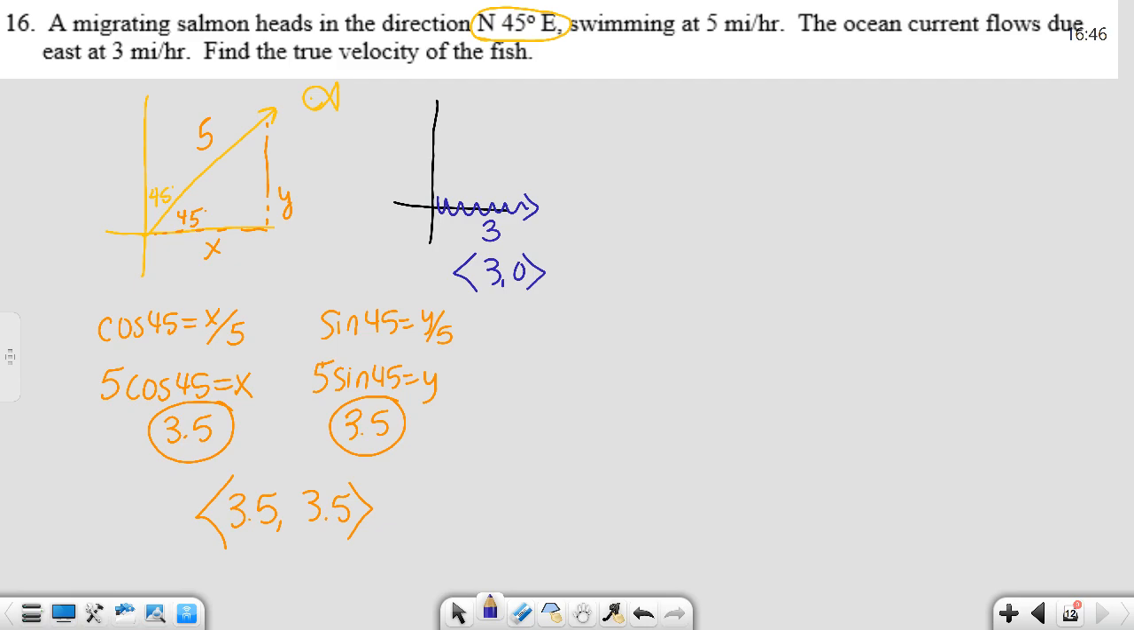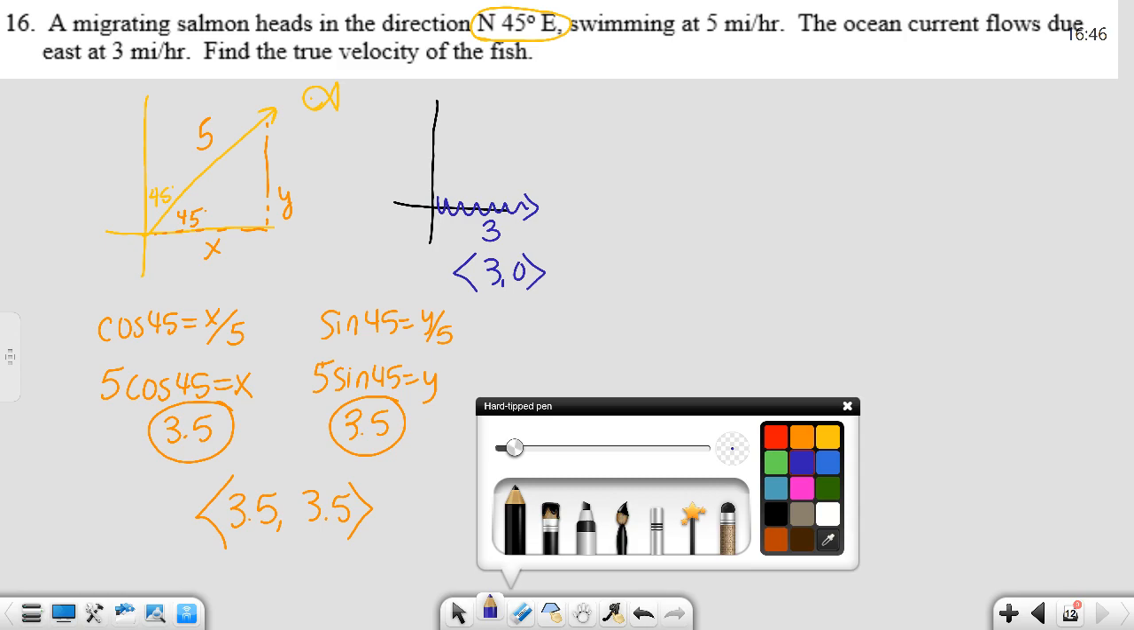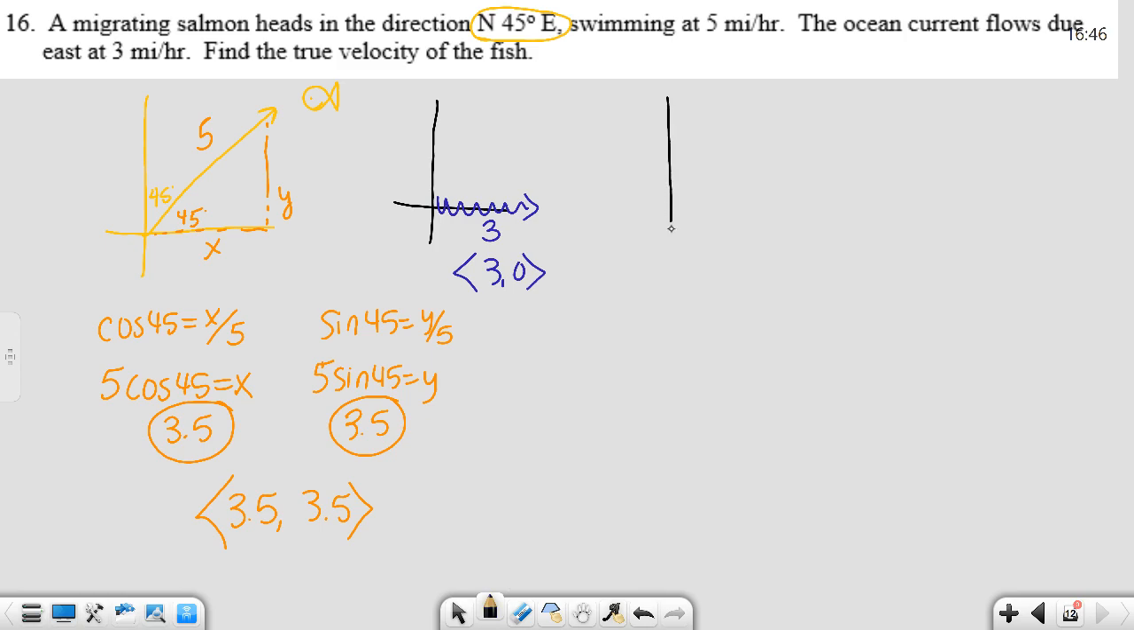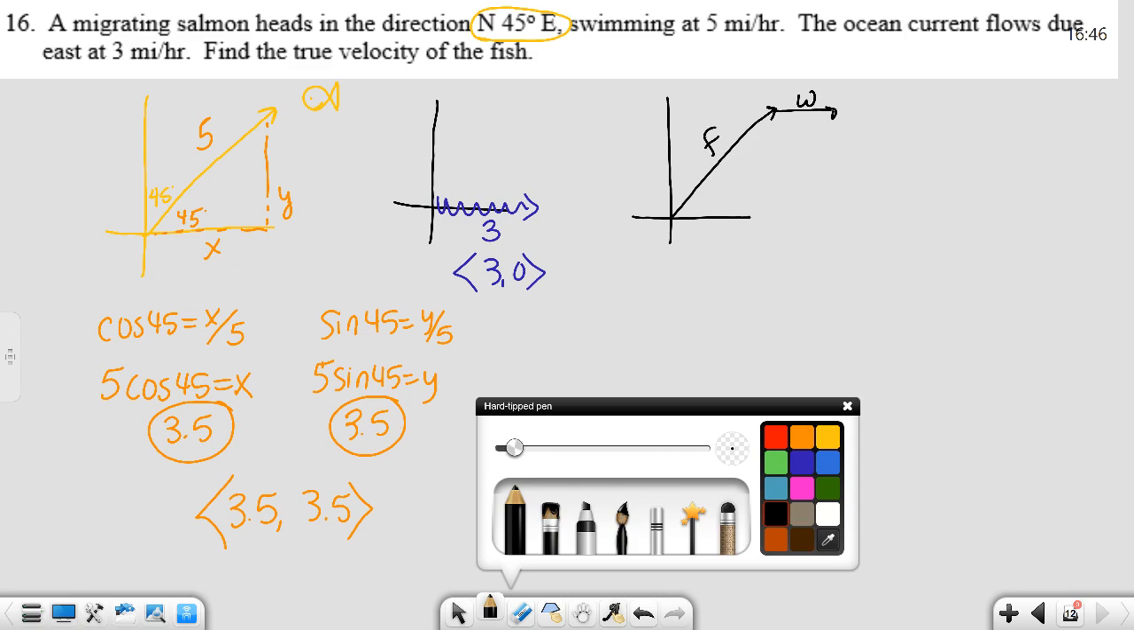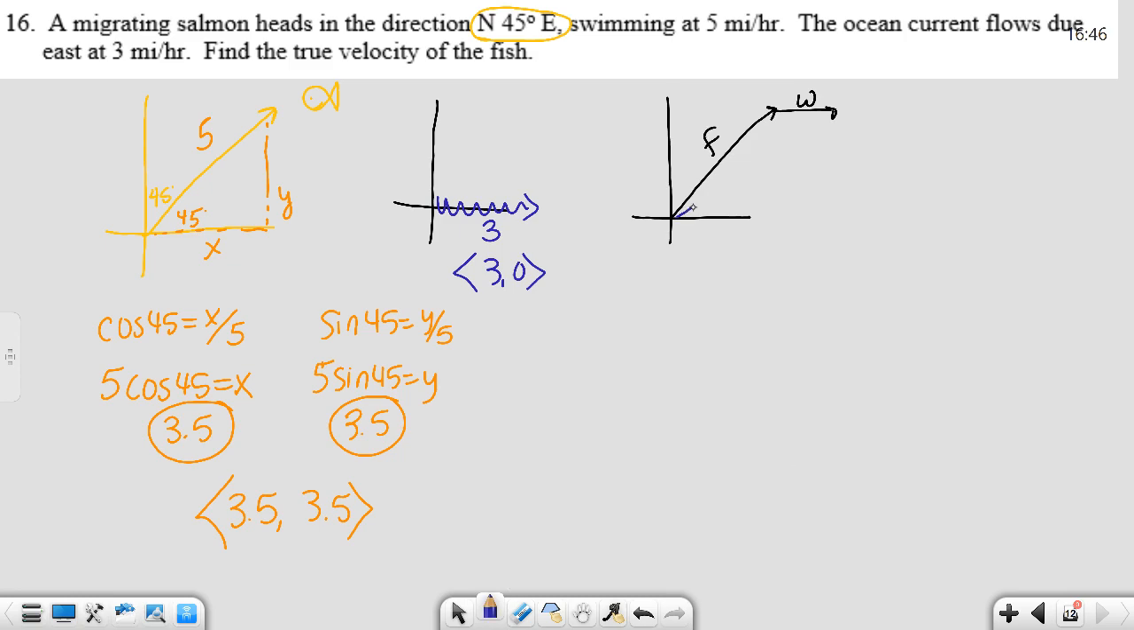Guess what we do, guys? Find the resultant of the fish plus the water. We've done this before. So here's our resultant. Here is our lovely little fishy swimming. Here is the water pushing it another direction. So fish and water. And lo and behold, this guy is the resultant.